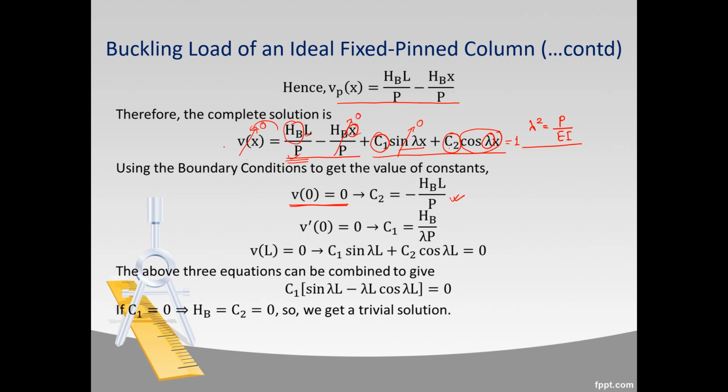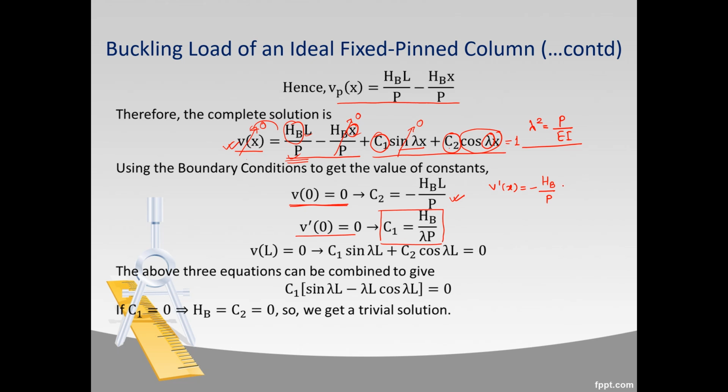Similarly, if you take the derivative of this equation once with respect to x and then use the value of V prime 0 equals 0, you can get the value of C1, which is HB over lambda P. I have not shown the detail here, you can just calculate it yourself. If you take its first derivative, V prime x, this is a constant, so it will be 0. This will be minus HB by P.